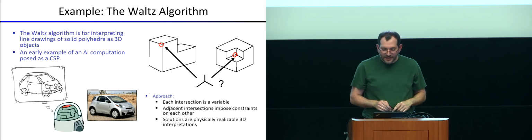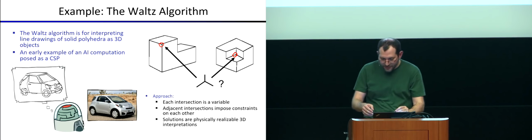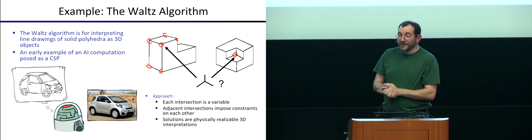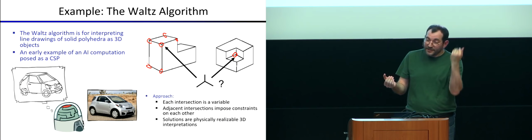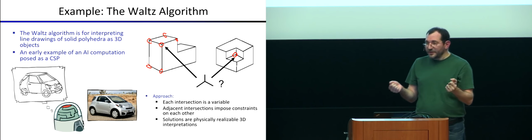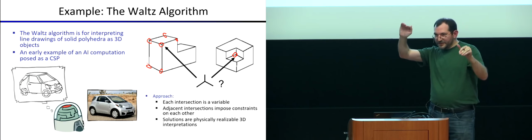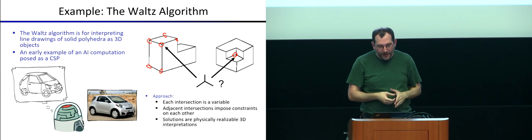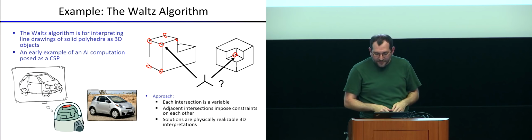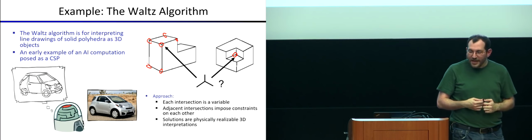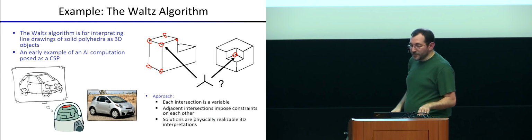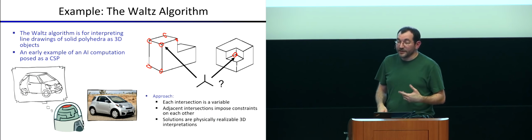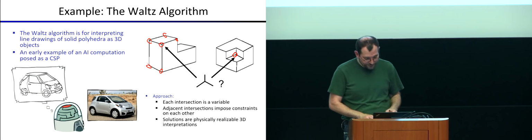And you can pose this as a CSP where you say, well, each intersection, so here and here and here and here, each intersection is going to be a variable. And the values are going to be things like it's an outie versus it's an innie. And the constraints are going to be things like if two things are connected, you can't have one that's convex and the other is concave. So if you're connected to something, then you're both outies in the appropriate way or innies. And so the solutions correspond to physically realizable 3D interpretations of these drawings. And this is an early example of a case where computation gives rise to intelligence or reasoning in an AI domain that was very different from search.